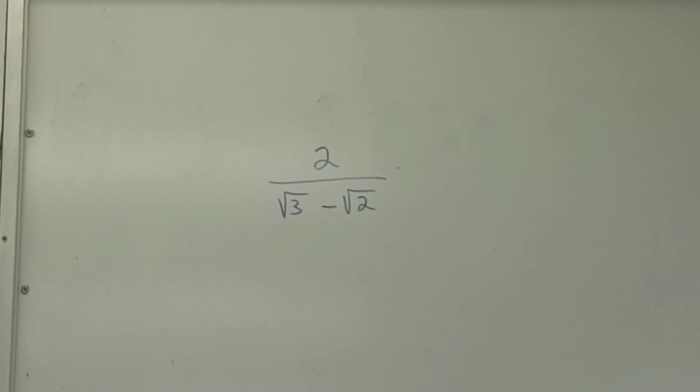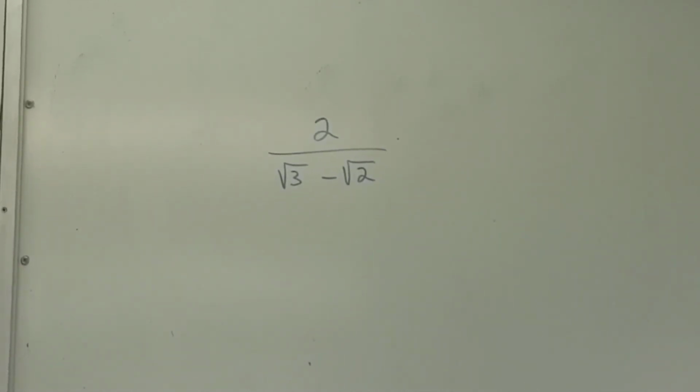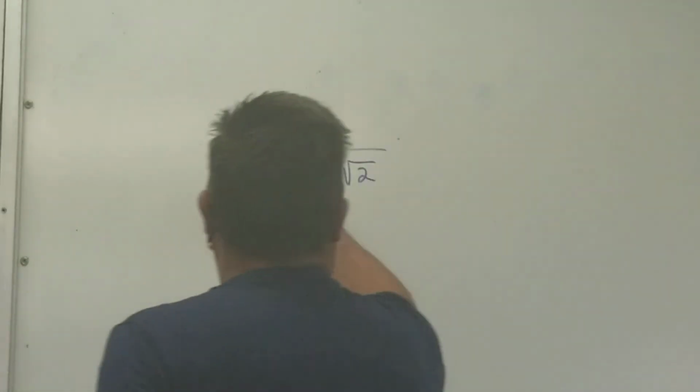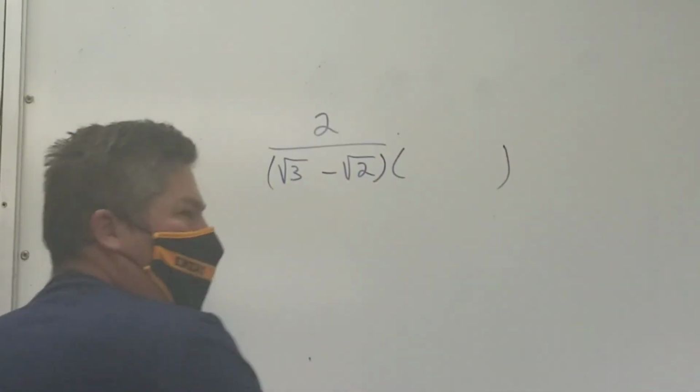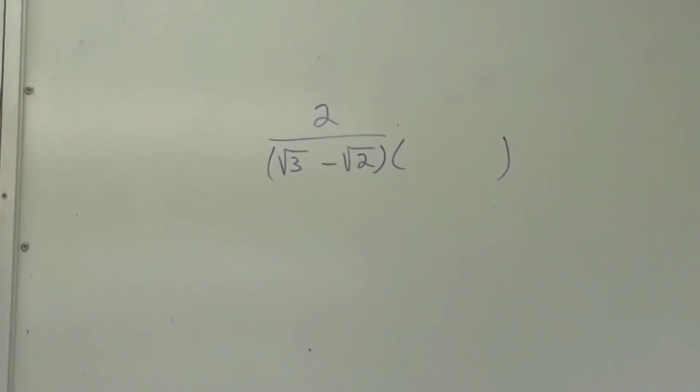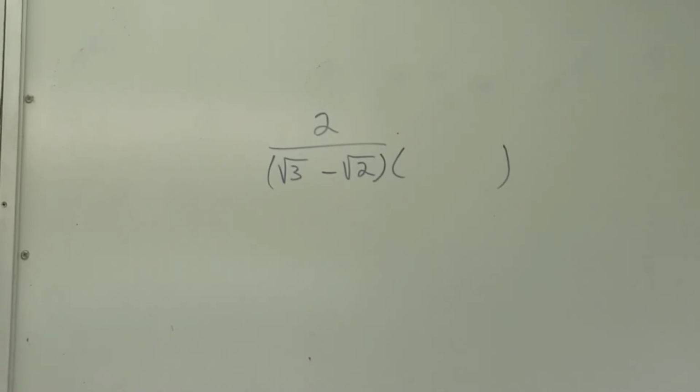I got to multiply it by another binomial. What type of binomial? The conjugate. I'm going to multiply by the conjugate binomial. What the heck is the conjugate binomial? It's written exactly the same, but an opposite sign.